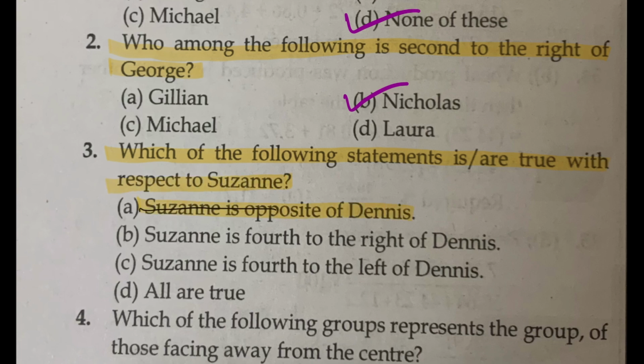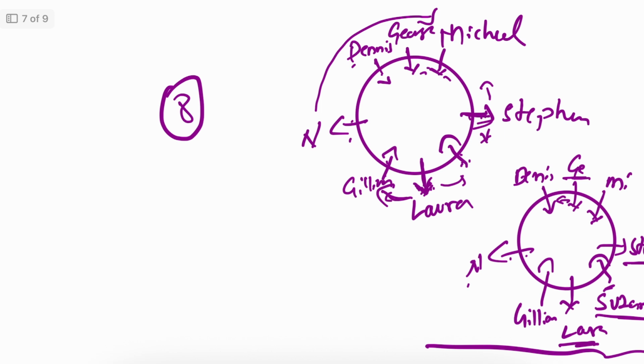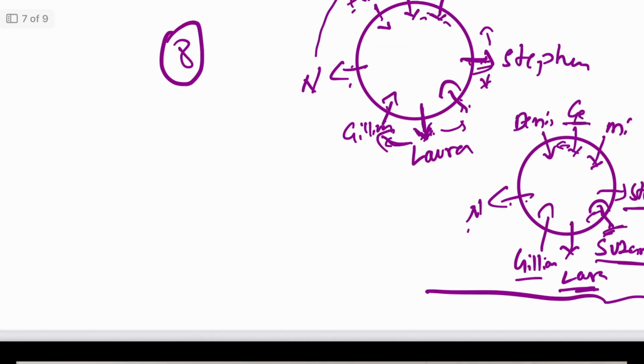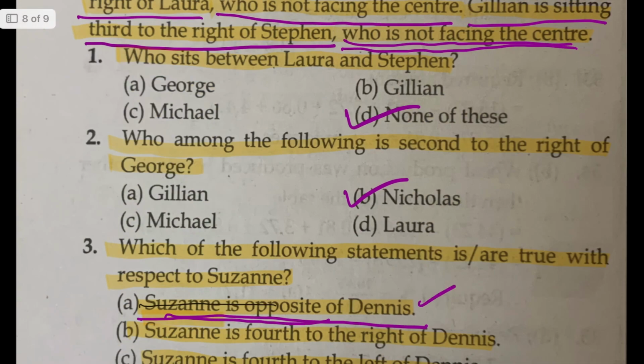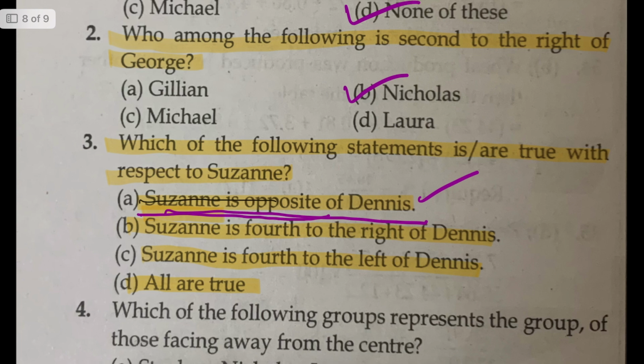Susanne is opposite to Dennis. Susanne is fourth to the right of Dennis. Susanne is fourth to the left of Dennis. All are true. So we need to find out. First one, Susanne is opposite to Dennis. We'll check it. Here is Susanne. Susanne is facing inward. We'll see the opposite angle. So obviously she is opposite to Dennis. So first one is true.